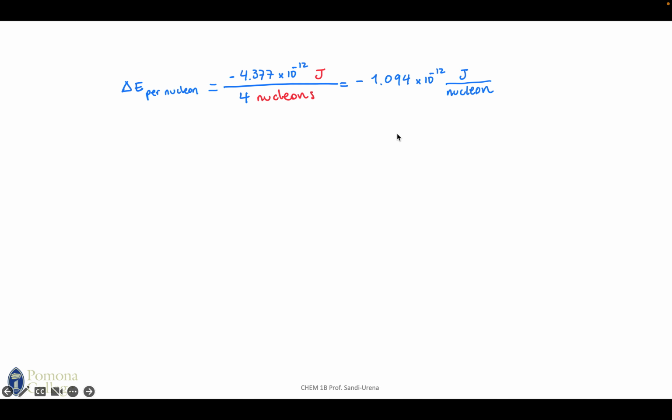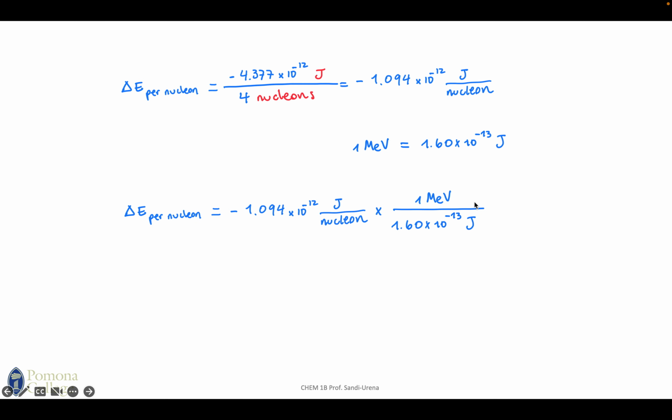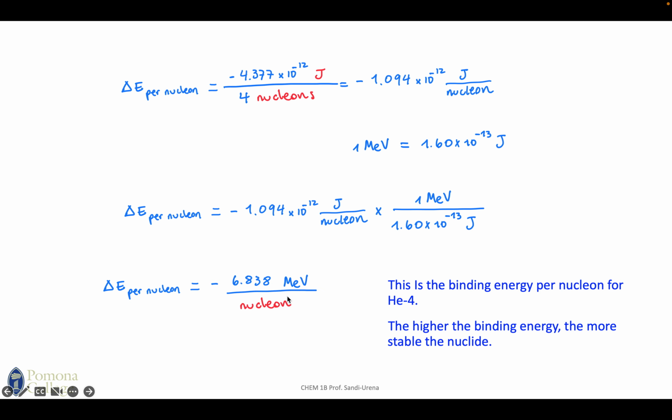Since that energy is being released, that means that the system will be, the product will be more stable. So it is stabilized by this factor per nucleon. We prefer to use mega electron volts as the units. So we have a conversion factor here. We apply the conversion factor and we get the same quantity expressed in mega electron volts per nucleon. This is the stability gained per nucleon in the case of helium-4.